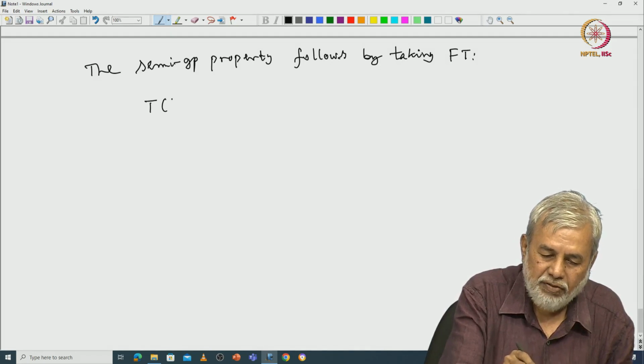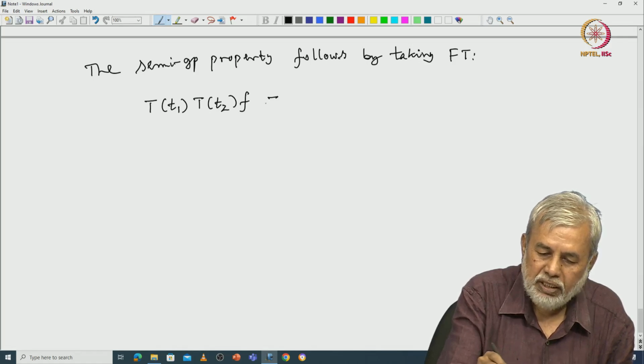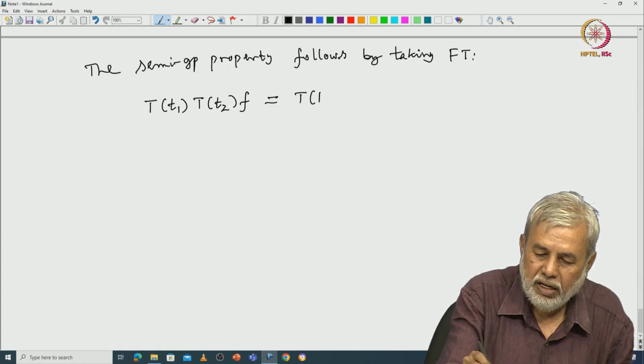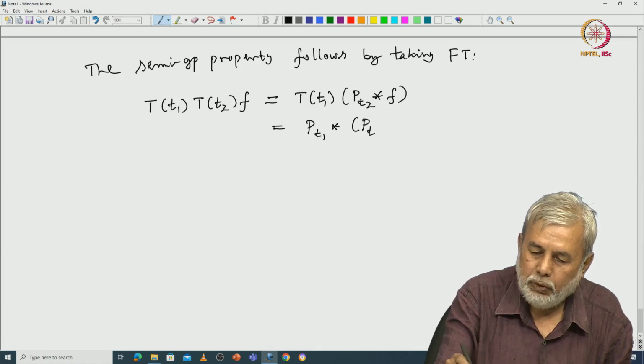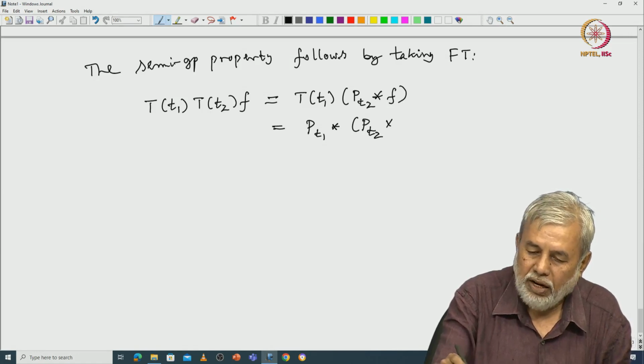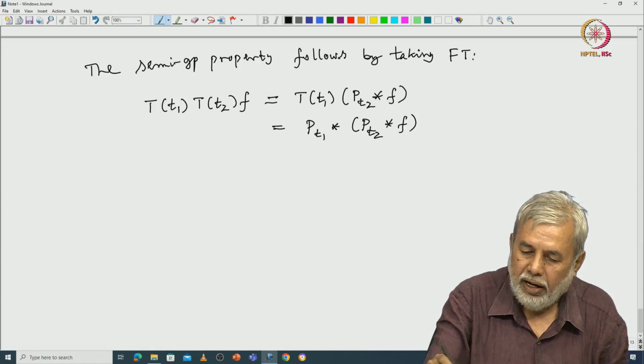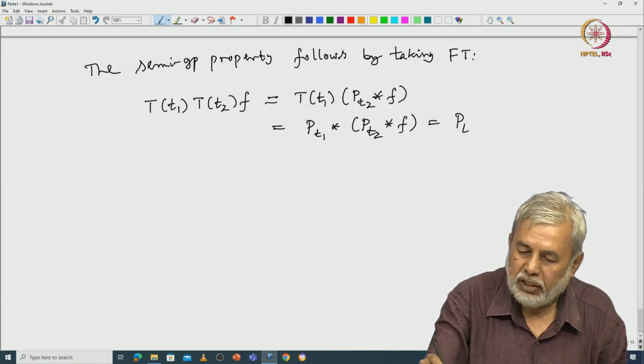Okay, so this is T of t1, this is P_t2 star f, and then we have this P_t1 star P_t2 star f, and you use associativity.